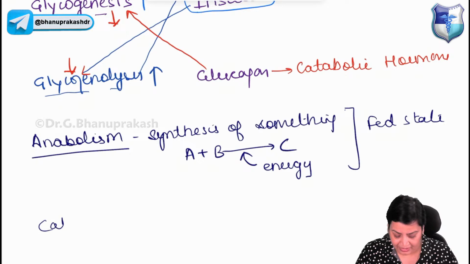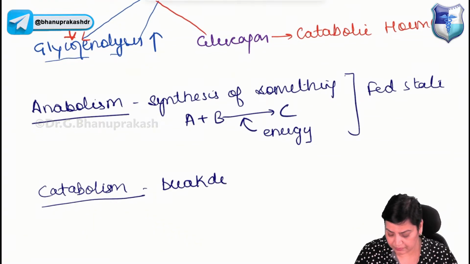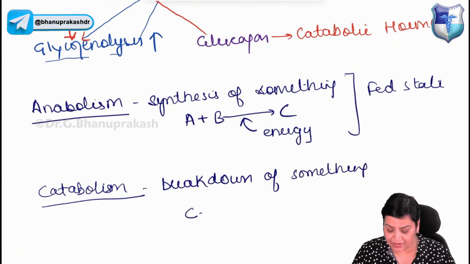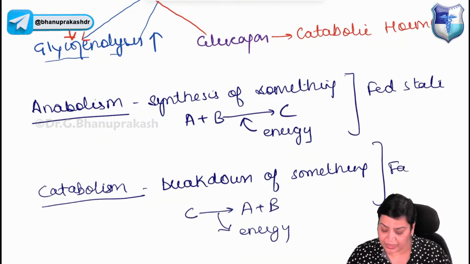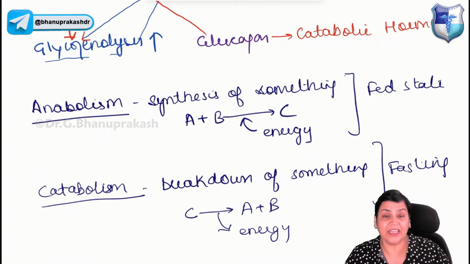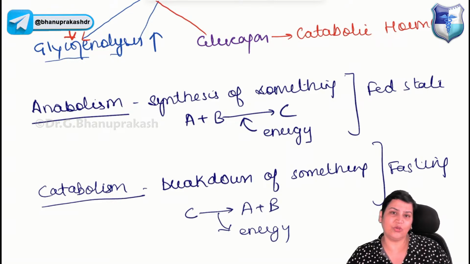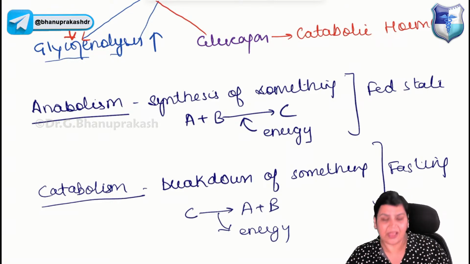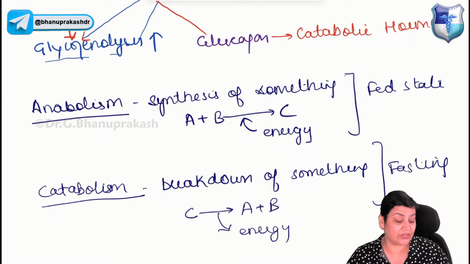On the other hand, another one is catabolism. Catabolism is breakdown of something. In a nutshell, if A plus B is forming C, C will be broken down to form A plus B. Clear? So energy will be released. Catabolic reactions take place during fasting, because when we are keeping a fast, we are not having anything from outside diet. So whatever is there in the body will be degraded to give energy to us, because our heart and brain are the two organs which just cannot stay without energy for even a second.